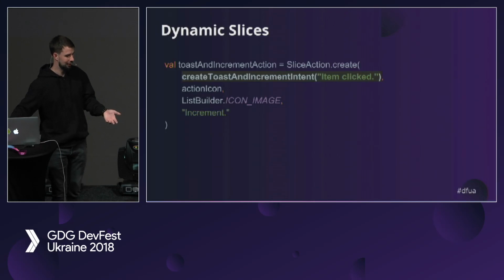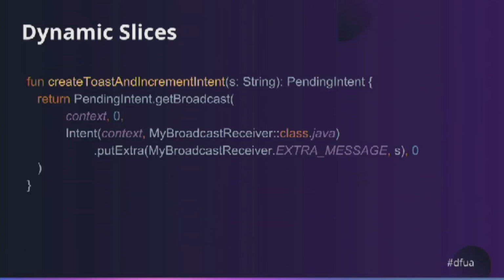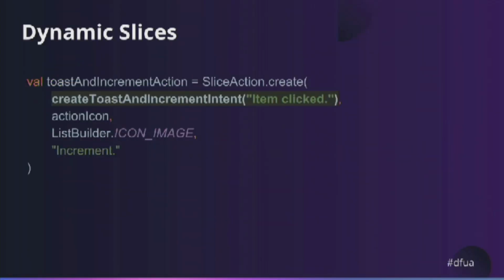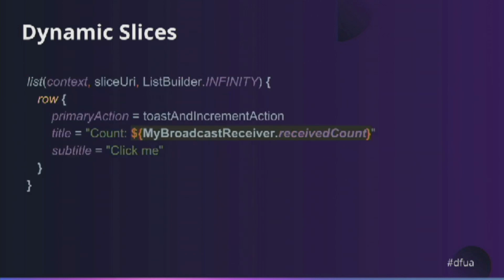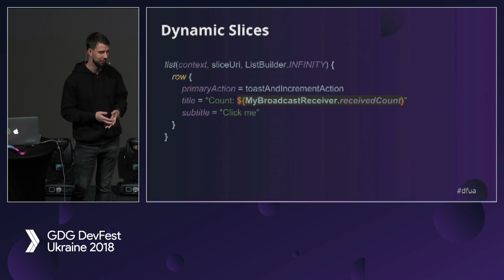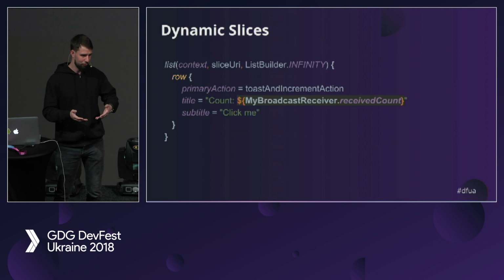So here we are creating a usual intent. Here it is. We just push to our broadcast receiver, like, hey, do something with our data. And then we put this intent into our slice action. After it, we need to get our data, which was modified, somewhere from our application. In this case, it's beautiful production code, which uses a static variable inside the broadcast receiver. Please do not do it. But for demo, it works.